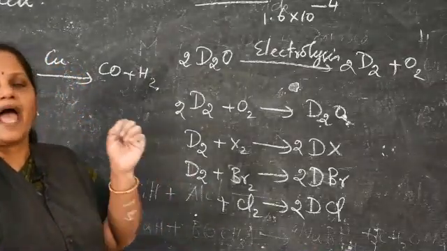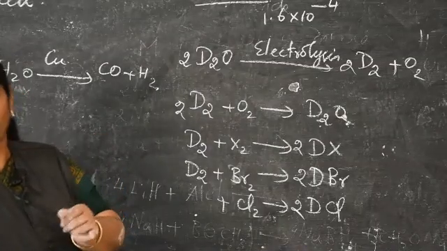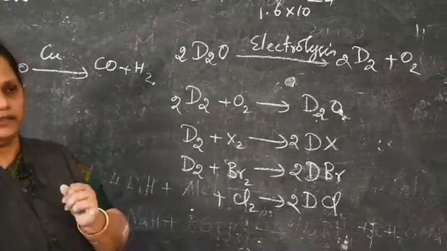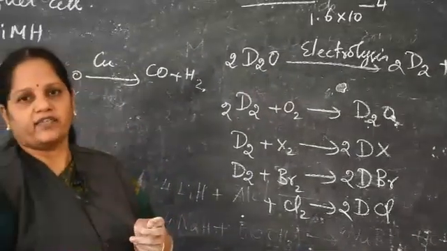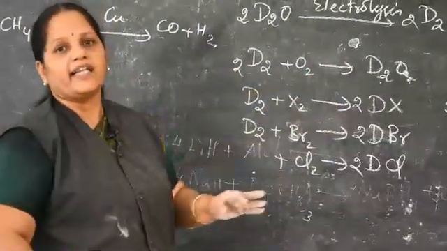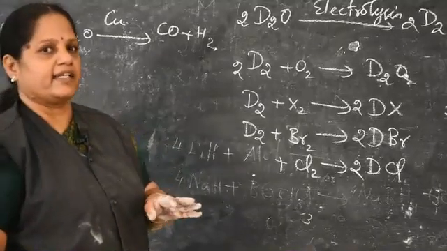Then what are the applications of this deuterium? Deuterium acts as a tracer element to study many chemical reactions. High speed deuterium is used in artificial radioactivity. It is used for preparation of heavy water and it is also used as a moderator in nuclear reactions.